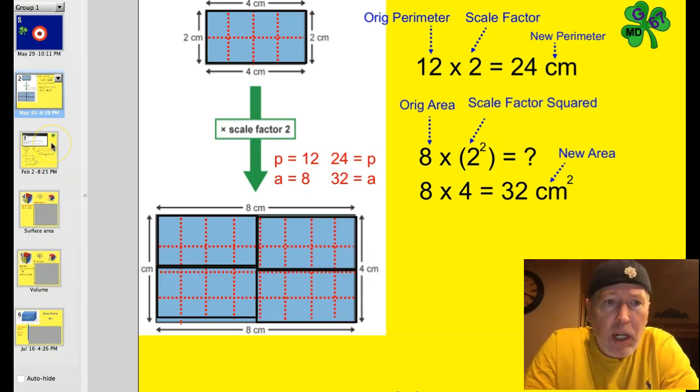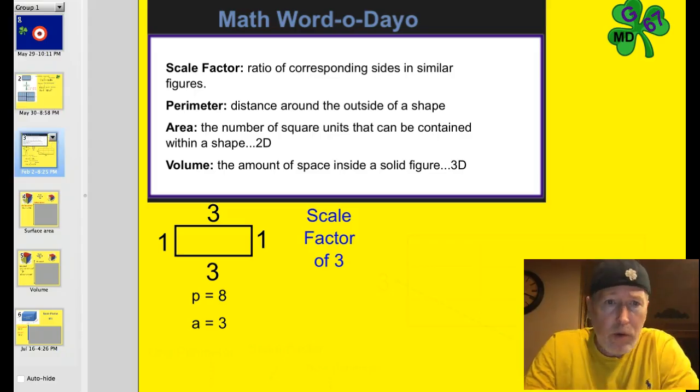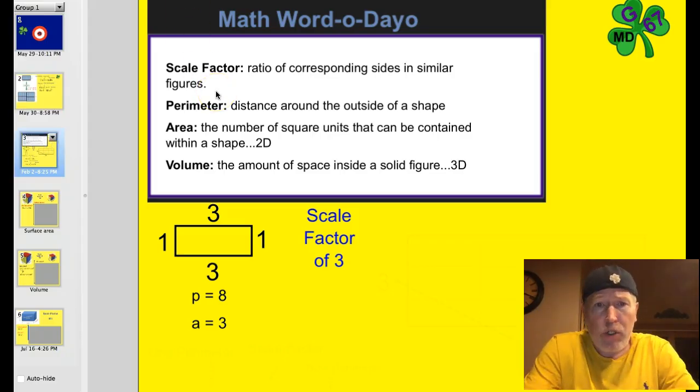Let's take a look at our new words, or vocabulary. So the scale factor is the first one. That's that ratio of corresponding sides in similar figures. The perimeter, the distance around the outside of a shape. Area, the number of square units that can be contained within a two-dimensional shape. And the volume, that's the amount of space inside a solid figure, a three-dimensional figure.